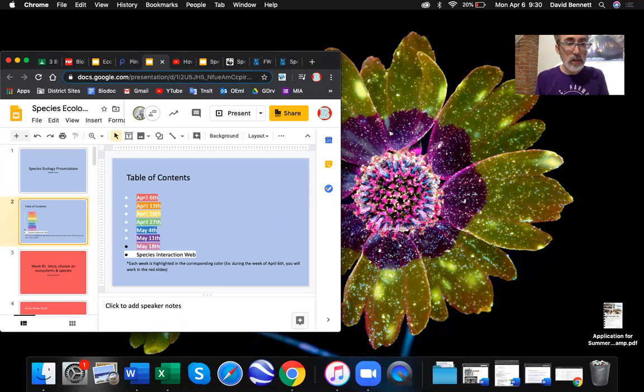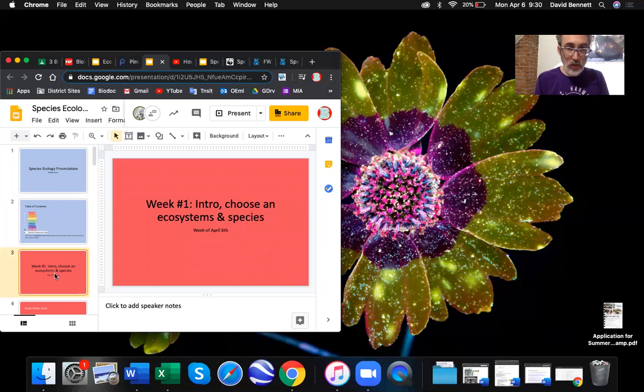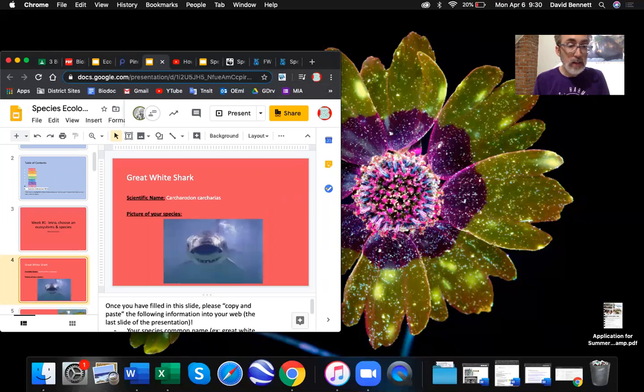And so it starts out with an outline of the weeks that you're going to be working on this, and each week is color-coded. So the first week is this salmon, pinkish reddish color. And so it's April 6th. We're going to focus on that. And so the first week, it's intro, choose an ecosystem and species. So you're going to pick a species. And she chose the great white shark.